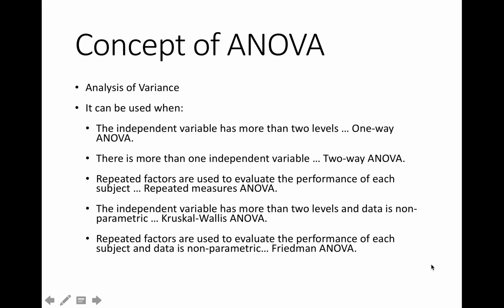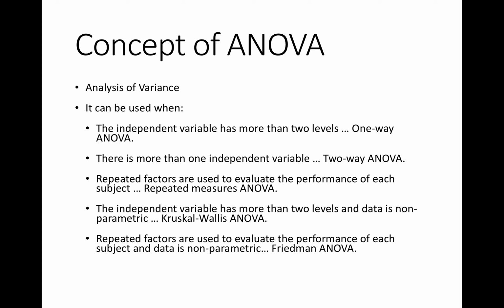Now, I'll talk to you a little bit about the concept of ANOVA. ANOVA is an acronym for analysis of variance, and it can be used when the independent variable has more than 2 levels. Then you use a one-way ANOVA, meaning that your experiment has more than 2 groups: 3, 4, 5, 6 groups. You can also use it when there is more than 1 independent variable. In that case, you'll use a two-way ANOVA. You can also use it when repeated factors are used to evaluate the performance of each subject. That's called a repeated measures ANOVA.